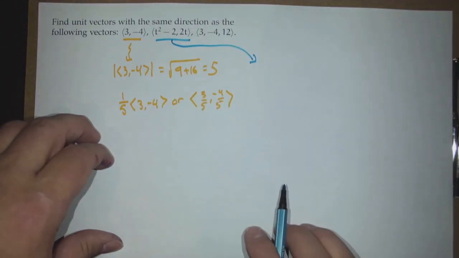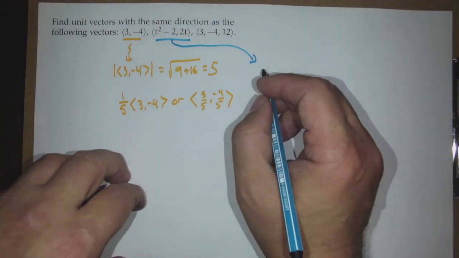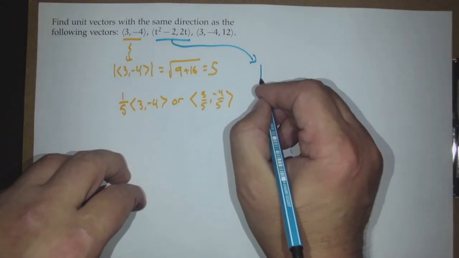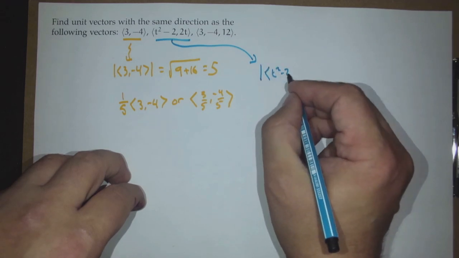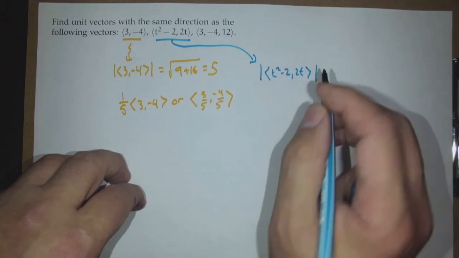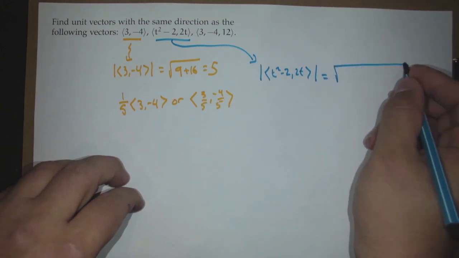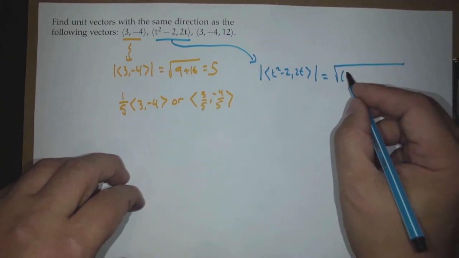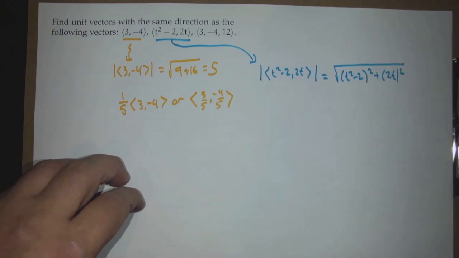So what do we do? We find the magnitude, right? So it's the magnitude of the vector t squared minus 2, 2t, which is the square root of t squared minus 2 squared plus 2t squared.